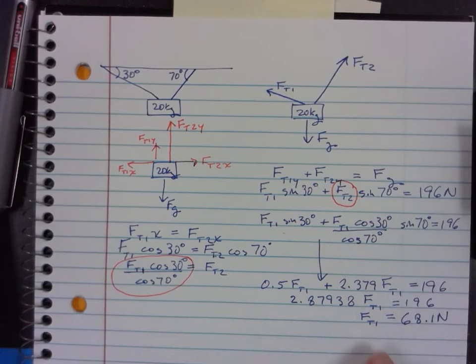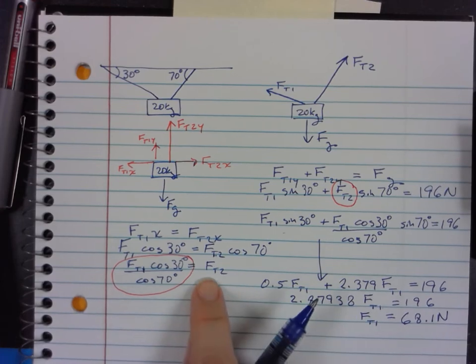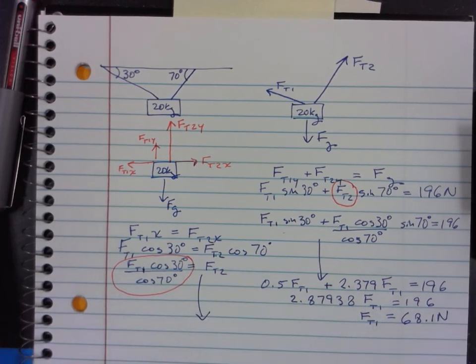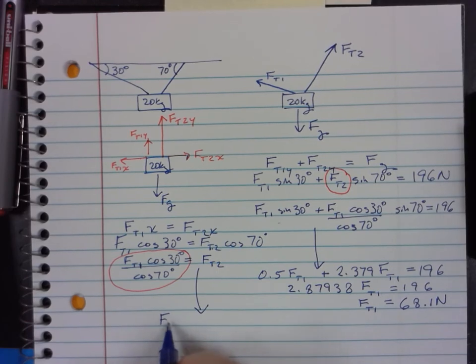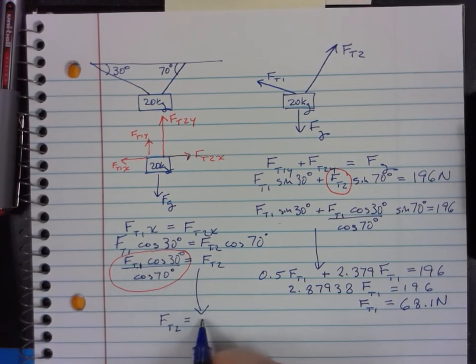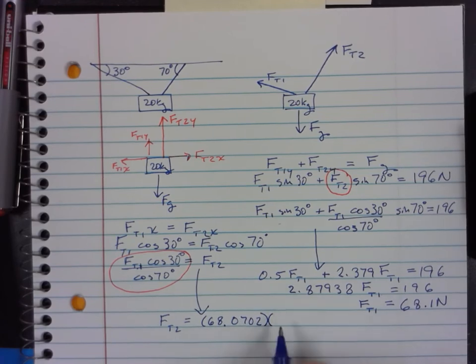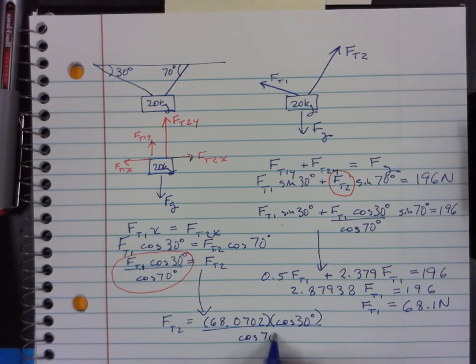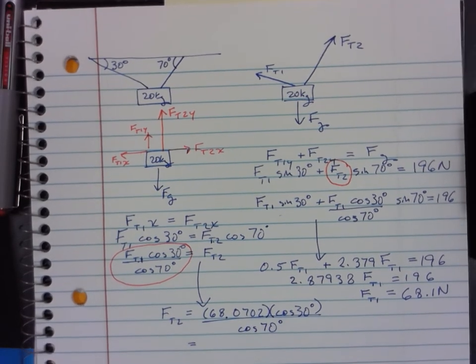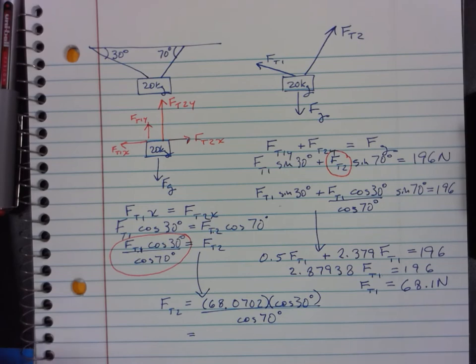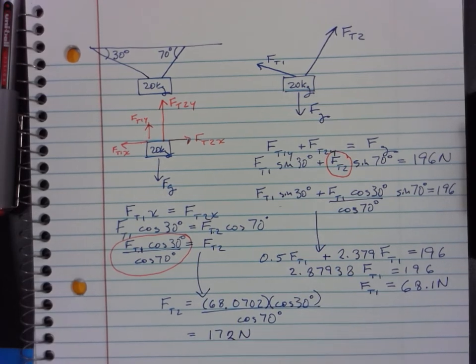We're not quite done because we just found FT1. We still need to find FT2, but we don't have any more algebra we have to do. FT2 equals FT1, so 68.0702, I'm going to keep more digits, times the cosine of 30 divided by the cosine of 70. And I get 172 newtons.